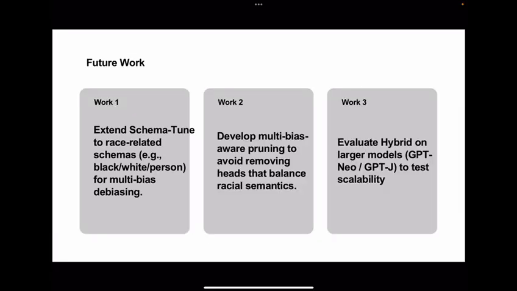For future work, we plan to extend Schema-tune to race-related schemas and design a multi-bias, head-wise pruning strategy.